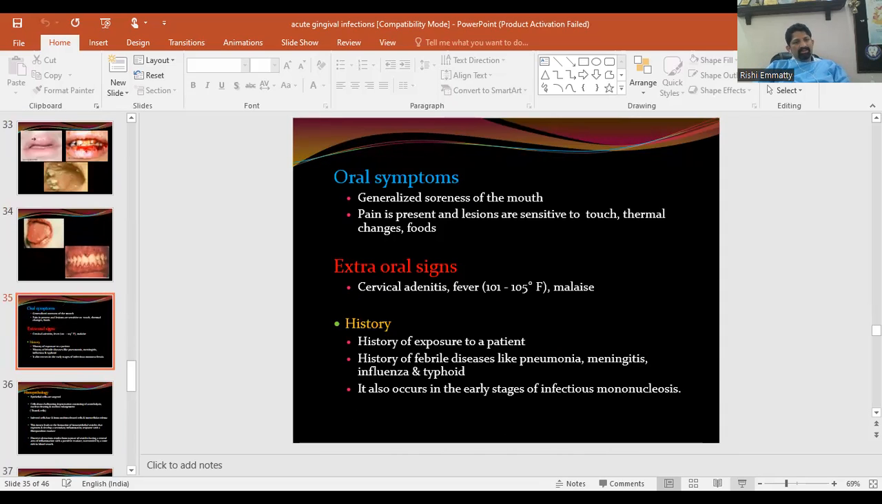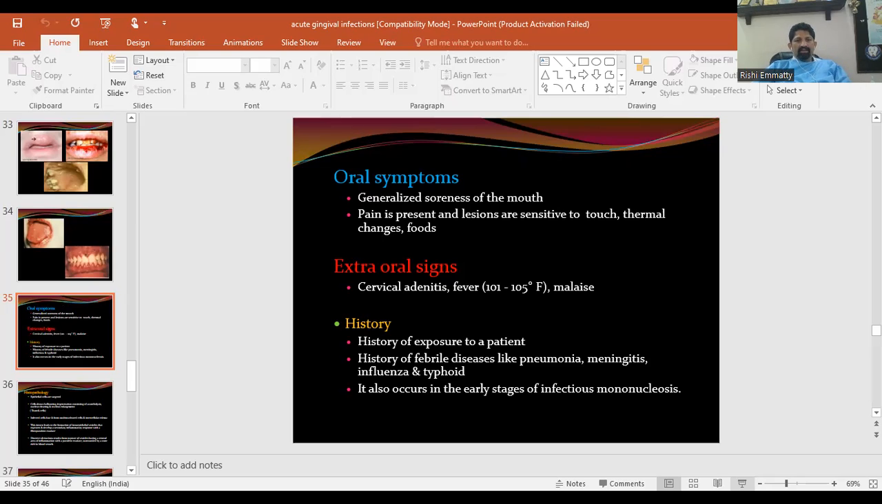The oral symptoms are mainly generalized soreness of the mouth. The pain is present and lesions are sensitive to touch, thermal changes, and even food. So the pain is present when the patient is having food, or any thermal stimulus like cold or hot foods, and even sensitive to touch.